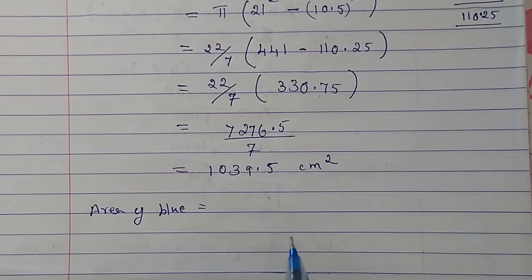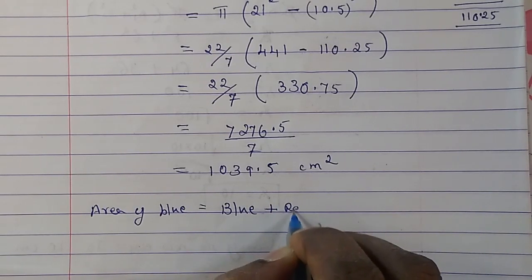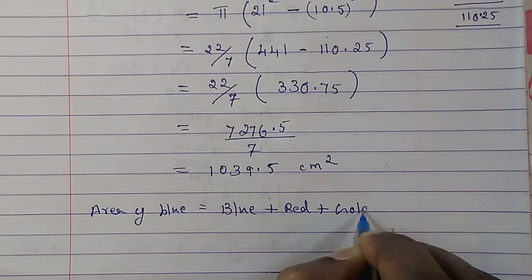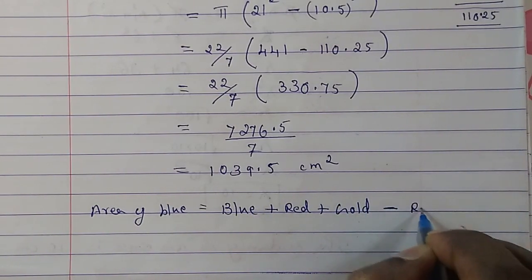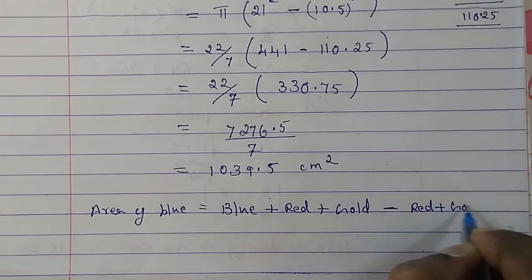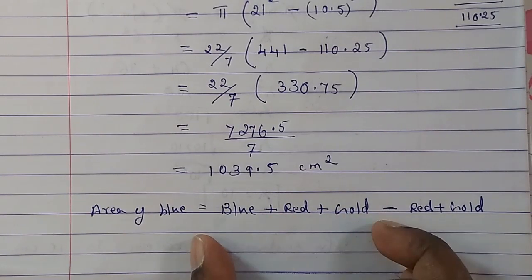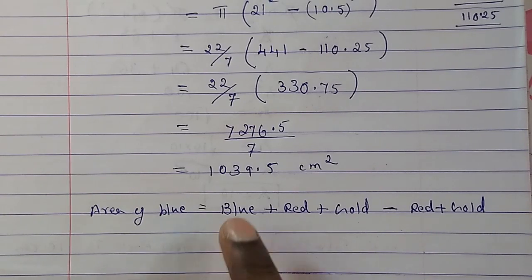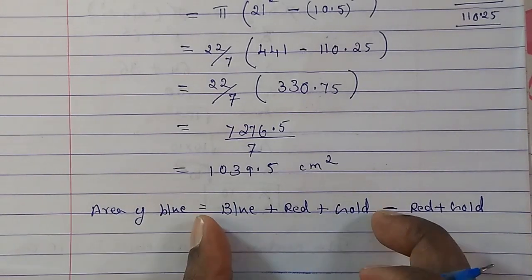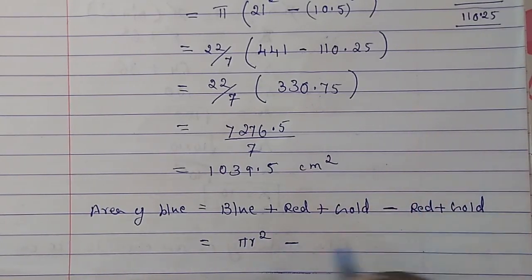So let's write down. The blue band is there, plus the red band plus the gold band. So together from there we will subtract red plus gold. All three together, and from there red and gold, these two, when we subtract them, we will get the area of the blue band. Now the area of that circle is pi r square minus, also the area of this circle, pi r square. So pi will be taken out.